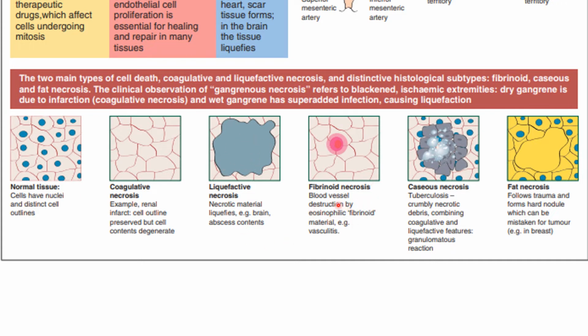Fibroid necrosis, blood vessel destruction by eosinophilic fibrinoid material, for example, vasculitis. Caseous necrosis is seen in tuberculosis, crumbly necrotic debris combining coagulative and liquefactive features, with granulomatous reaction. So granulomas will form here. Fat necrosis follows trauma and forms a hard nodule which can be mistaken for a tumor in the breast.